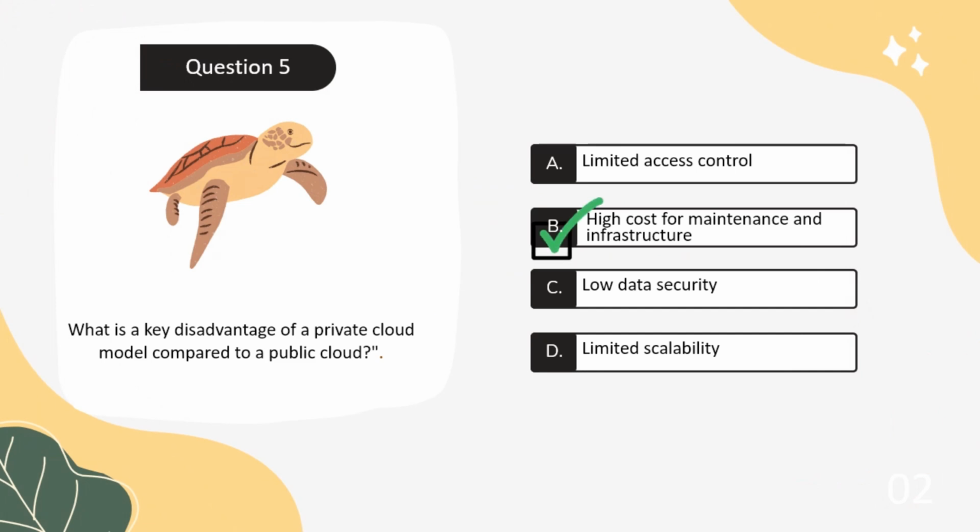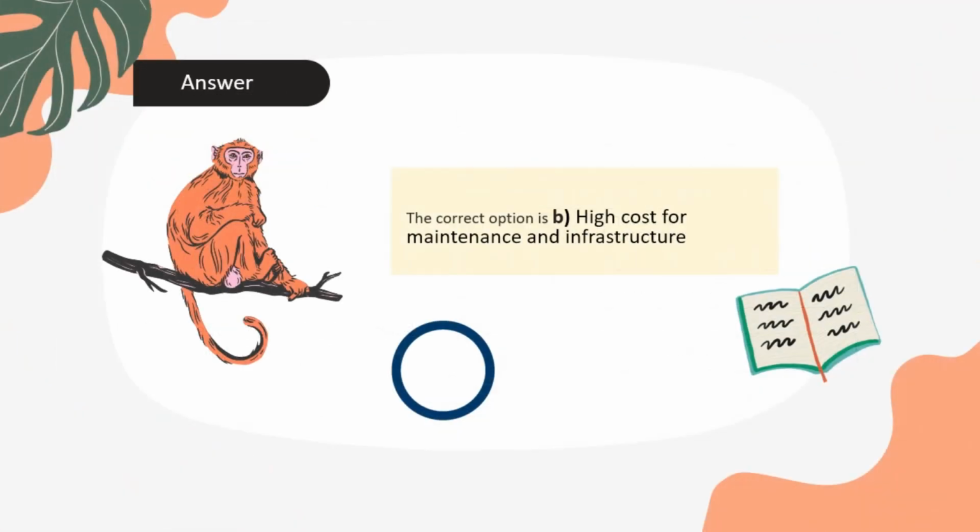Fifth question is, what is the key disadvantage of a private cloud model compared to a public cloud? Options are limited access control, high cost for maintenance and infrastructure. Third one is low data security. The last option is limited scalability. The correct option is B, high cost for maintenance and infrastructure.